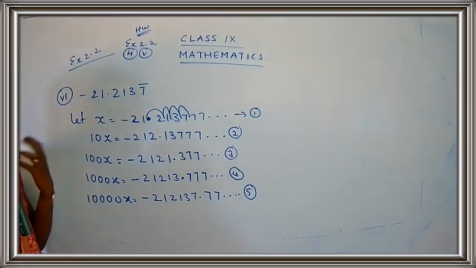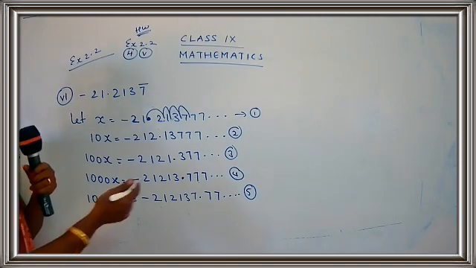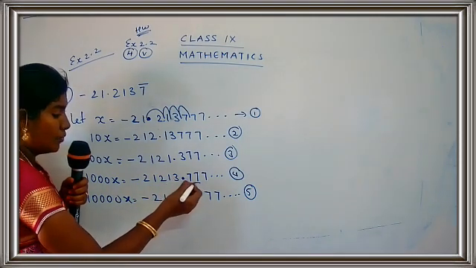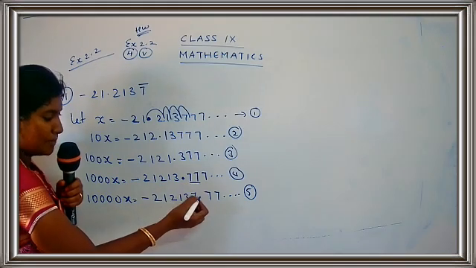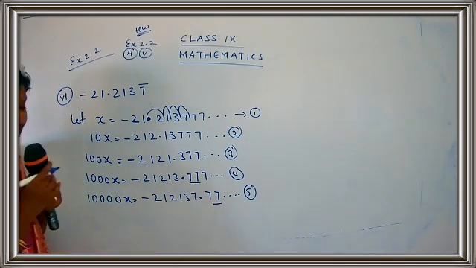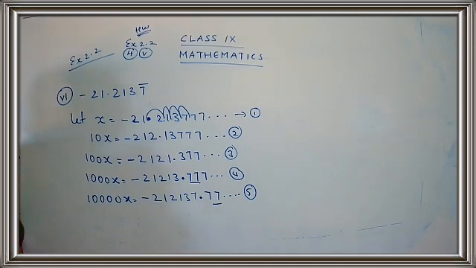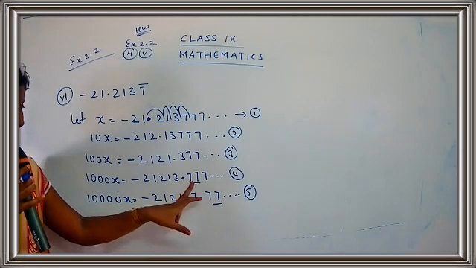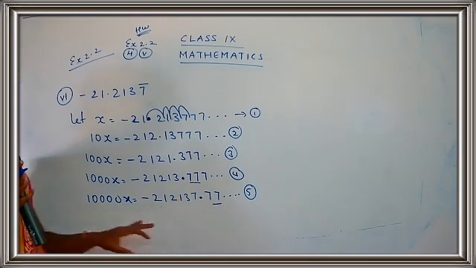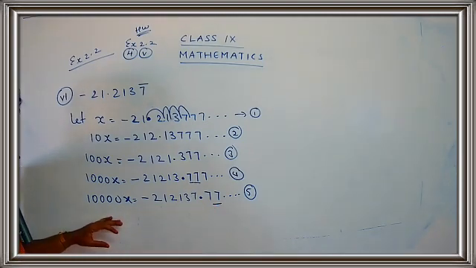Now let me check the numbers after the decimal point, whether I have to stop or take one more number. What is the number after the decimal point? 77. And what is the number after the decimal point here? 77. Yes. That means we are going to stop the multiplication. Are you getting my point? So we have arrived at the same number after the decimal point, 77 and 77. So we can stop here. Are you clear with the step now?